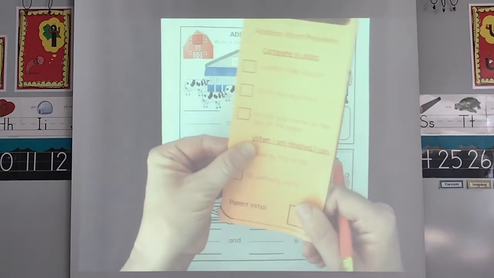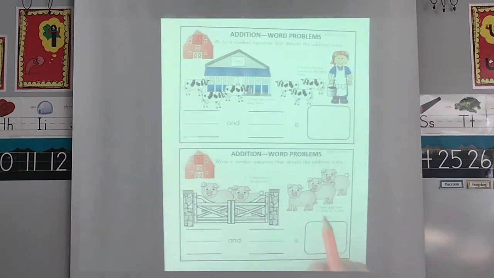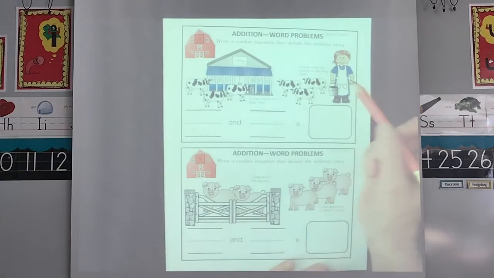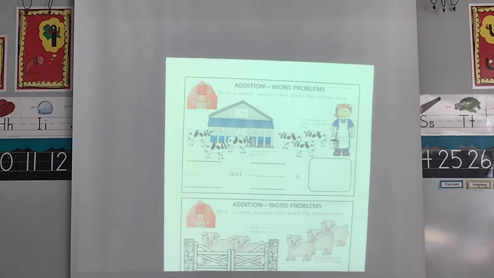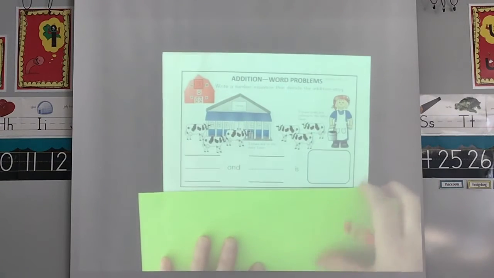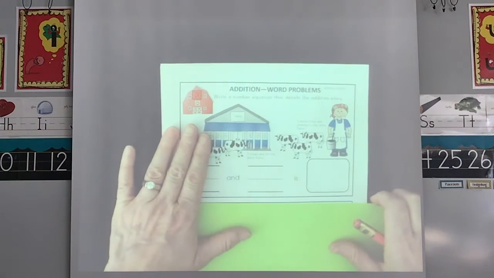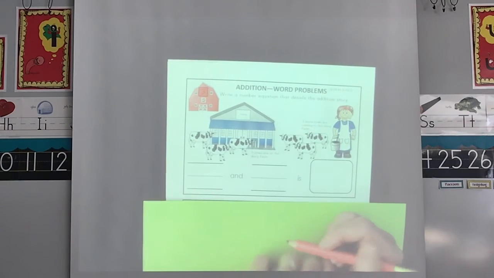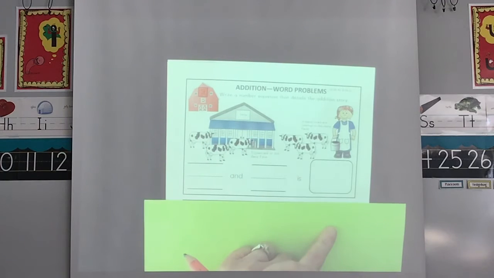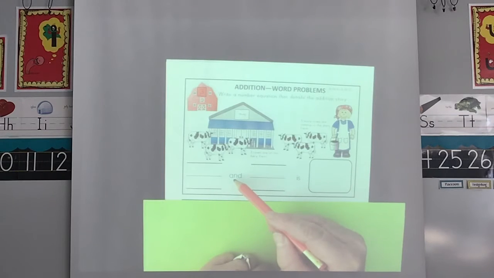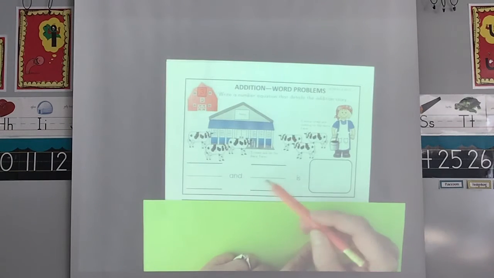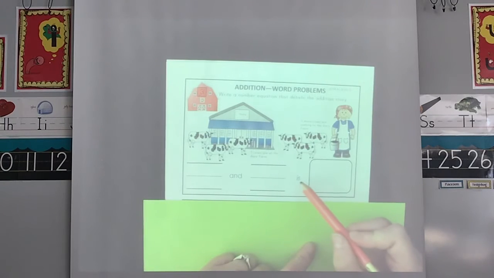Okay, so this is our checklist. You can put that off to the side. So here is our first one up here. I'm going to cover the other one up, just so we don't get distracted. So you can see the top one. You see some pictures. I want you to look. We've got a barn, our dairy farm, some cows, and our little dairy farmer, and then we have our lines, and then the sight word, and a place for another number, and is.